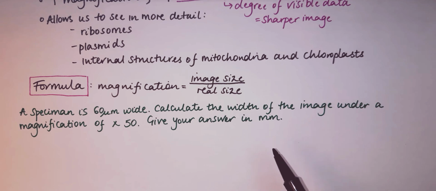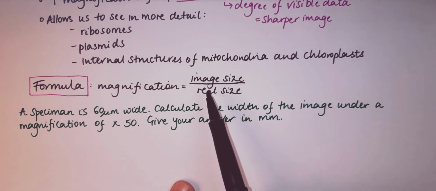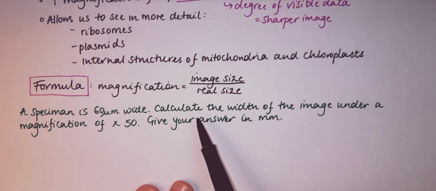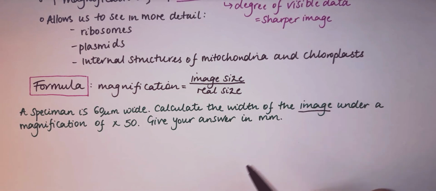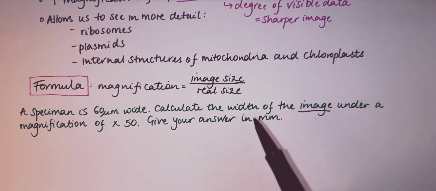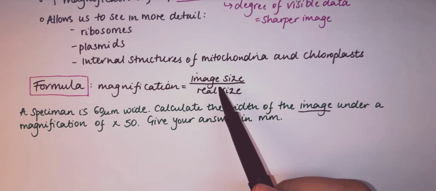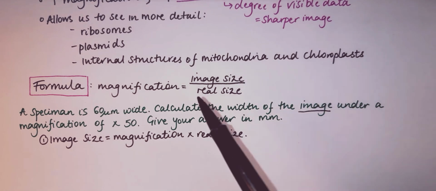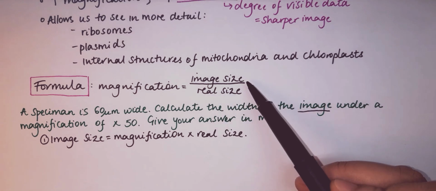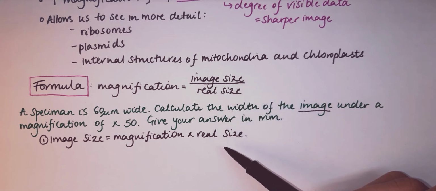Now the first thing we need to do is understand what the question is asking us to look for. So we've got the formula up here, and the question is saying calculate the width of the image. So the image size. Let's underline that. We need to find the image size. That means we need to rearrange the formula for image size first. So here we rearrange the formula, and it gives us image size is magnification multiplied by the real size. All we've done is multiplied magnification by real size to get image size on its own. That's how we got to this formula.